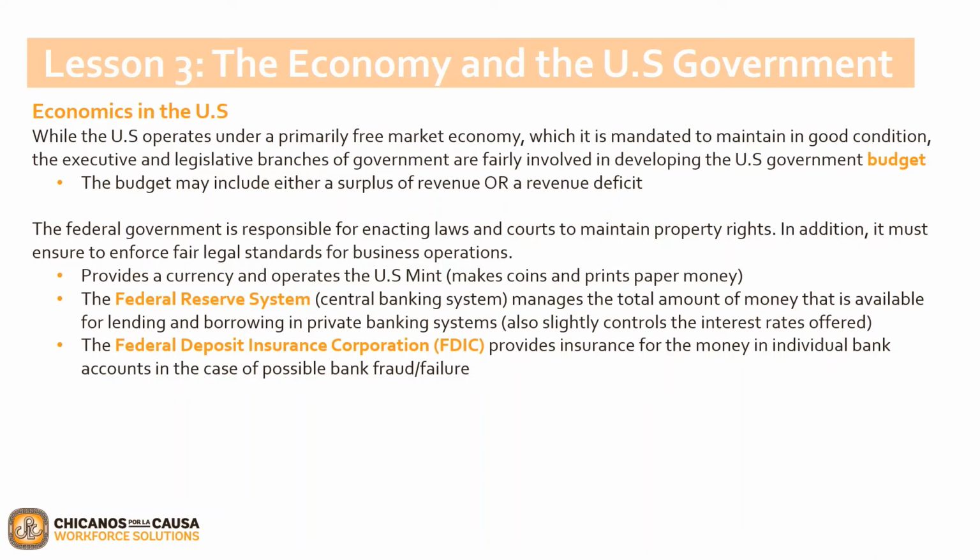The Federal Reserve System manages the total amount of money that is available for lending and borrowing in private banking systems. They also slightly control the interest rates. The Federal Deposit Insurance Corporation, or the FDIC, provides insurance for the money in individual bank accounts in the case of a possible bank fraud or failure.